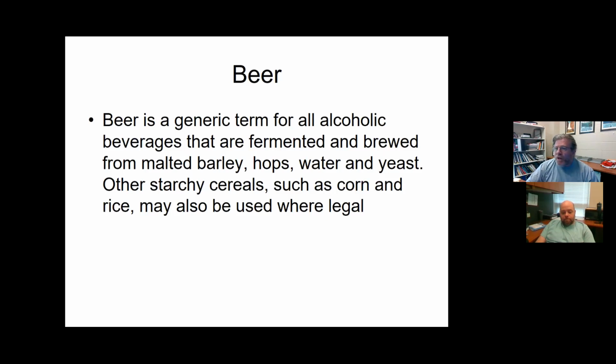Like if you get a wheat beer, say a Blue Moon or a Bell's Oberon, those are wheat beers. The adjunct that's been added to them is wheat. And curiously enough, one of the characteristics of a wheat beer is that adding wheat to the beer makes it cloudy. So you won't have a nice clear beer. You'll have a cloudy beer.